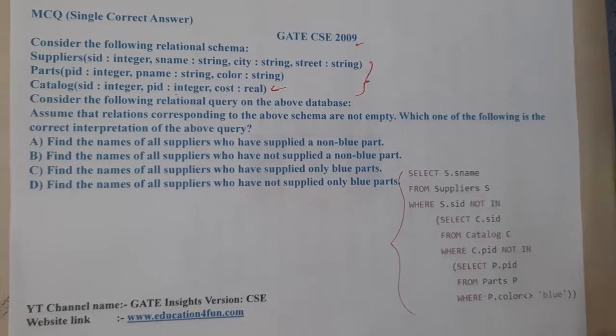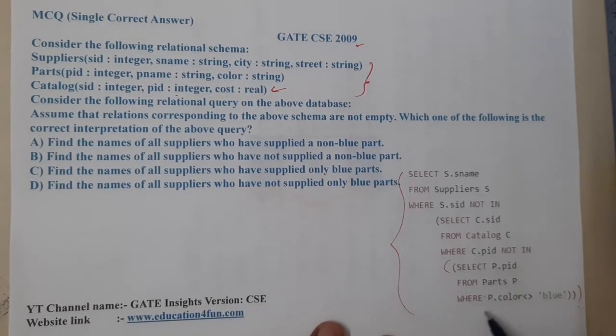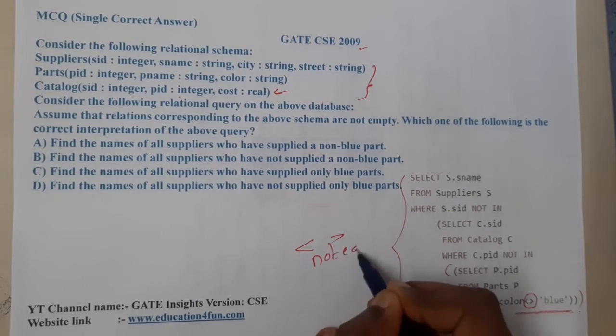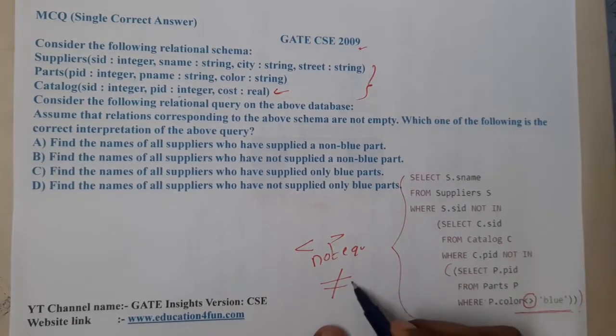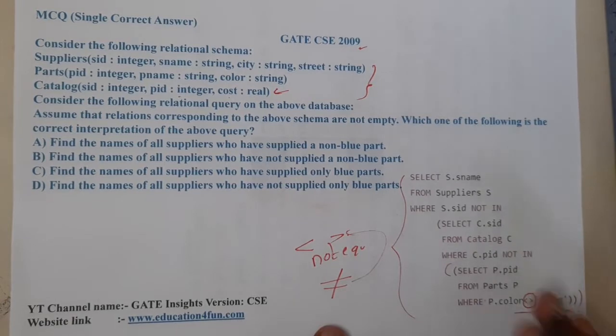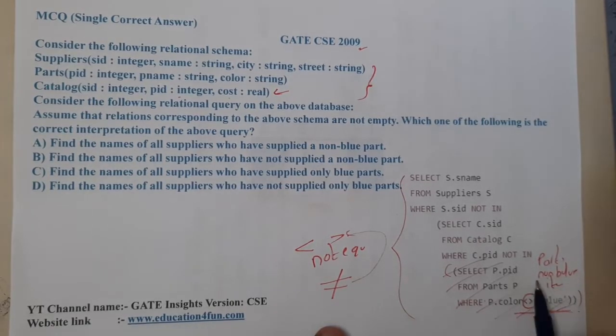Now let us go through the statement. Let us start from the inner one, guys. The inner one: select p.pid from parts P where color is not blue. Wherever you find this symbol, this is the symbol of not equal to, guys. We cannot represent it otherwise, so that is the reason this is the symbol of not equal to in SQL. I think I forgot to say that. Whatever parts are not blue, we are going to select here. So after this query, from parts, non-blue items are selected.